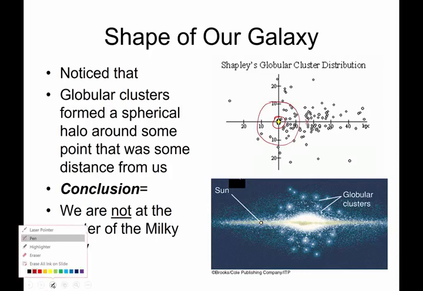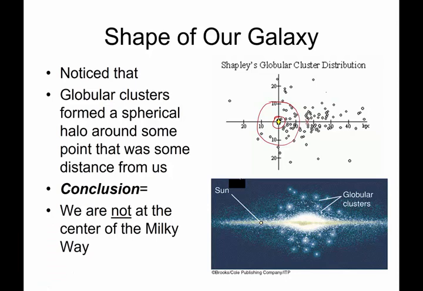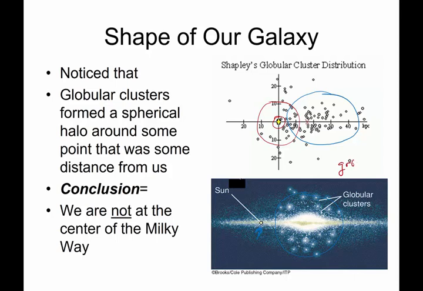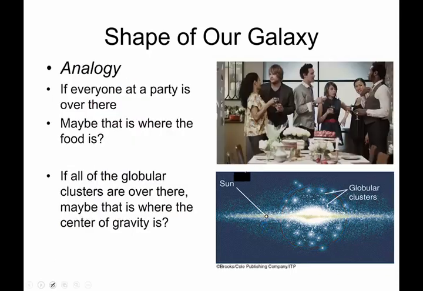What he found was that the globular clusters were centered around an area some distance from us. So if we are here next to the sun, the globular clusters are located somewhere over here. Well, what is going to make objects in space gather together? The thing that's going to make them gather together in space is gravity. And so he came to the conclusion that, firstly, we are not the center of the Milky Way, and that the globular clusters were actually gravitationally centered around the center of our Milky Way galaxy.